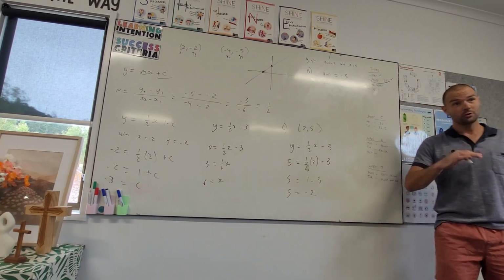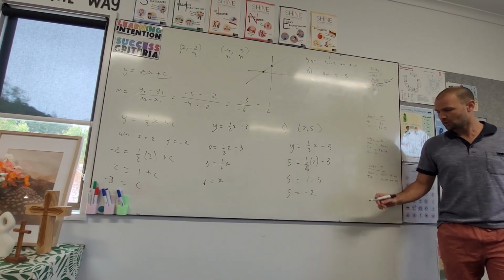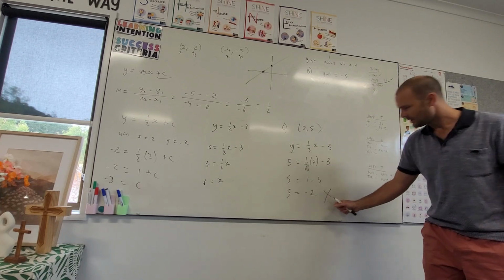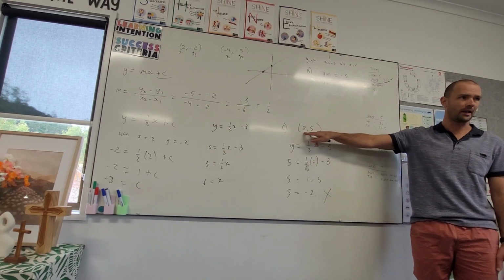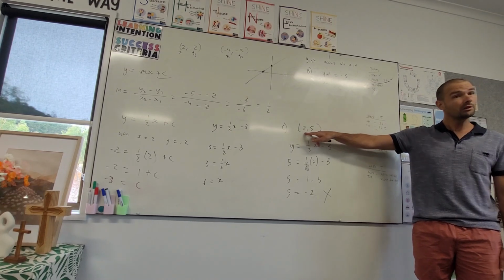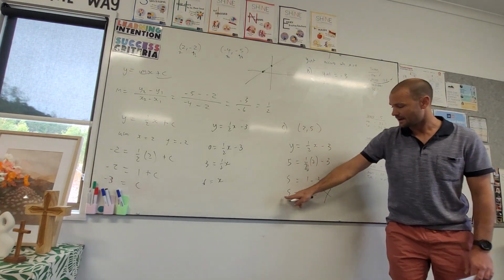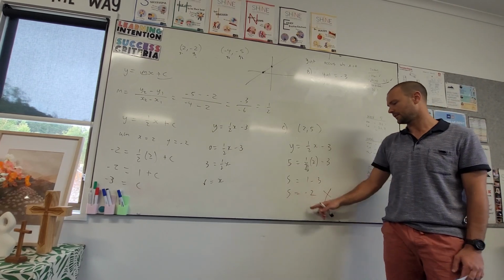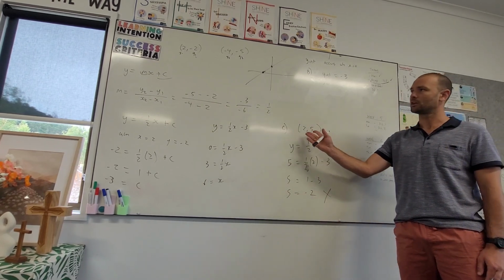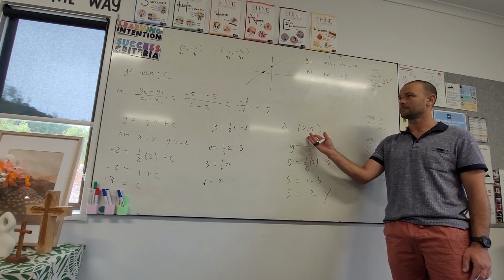Is it true that 5 is equal to -2? No, they're not the same number. Therefore, this point does not lie on the line. It will lie on the line if the left-hand side and the right-hand side are the same number, but they're not equal in this circumstance. So this coordinate does not lie on the line.